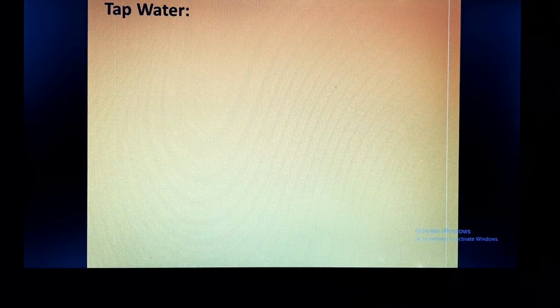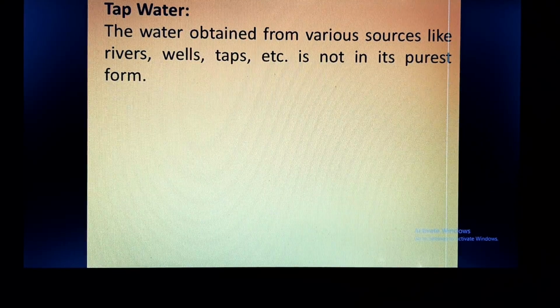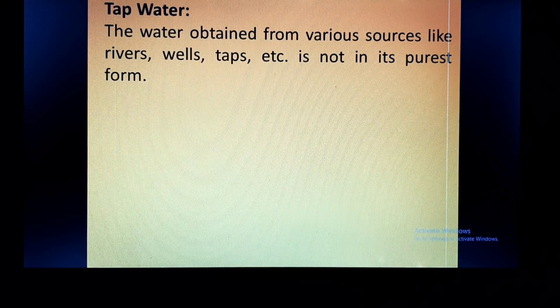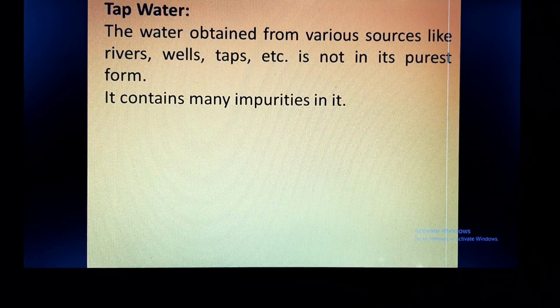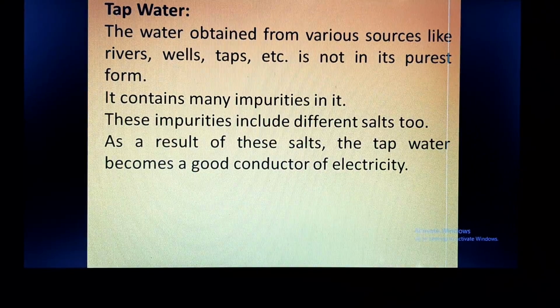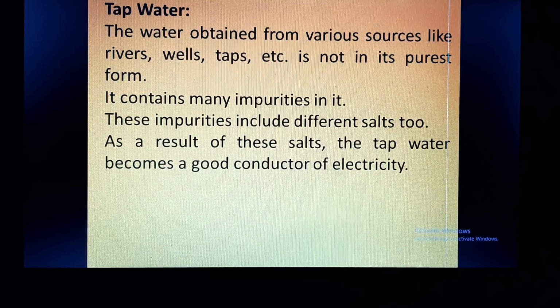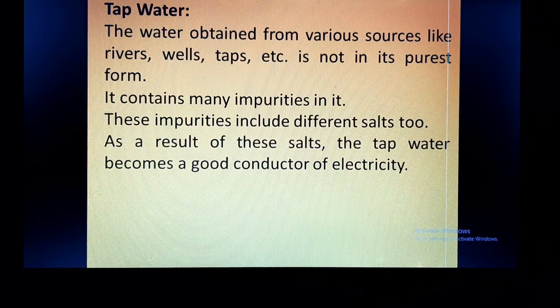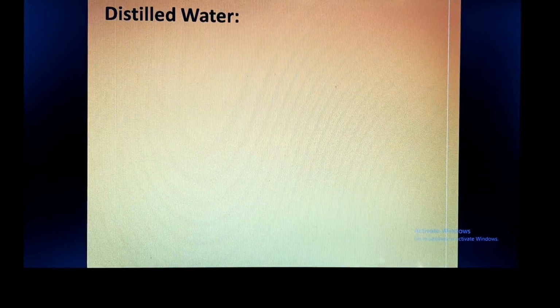Now we'll discuss the conductivity of tap water, the water which is coming out from our taps. The water obtained from various sources like rivers, wells, taps, etc. is not in its purest form. That means it contains many impurities, many soluble salts, etc. So since the tap water has salt, when electricity is passed through this tap water, the salt breaks down into ions and these ions conduct electricity. Therefore, tap water is a good conductor of electricity.